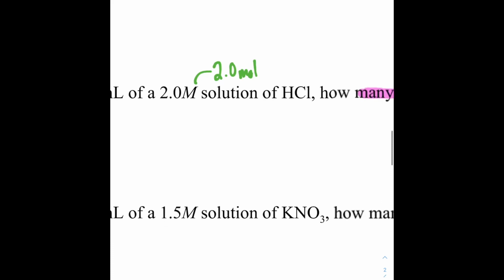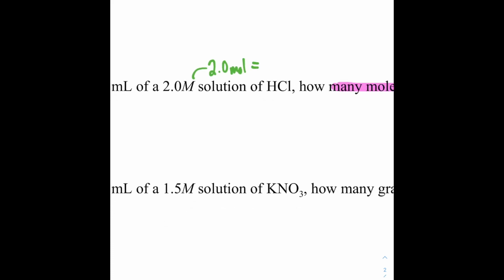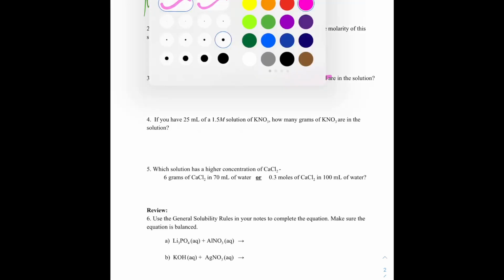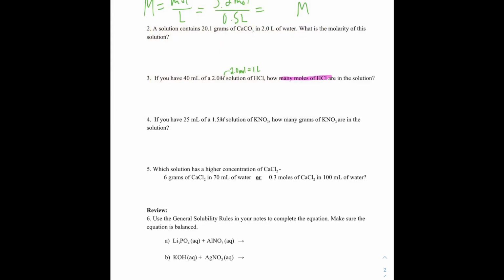use the concentration as a conversion factor. 2.0 molarity is the same thing as saying 2.0 moles of this solute are dissolved per liter of solution. We don't have 1 liter of solution, but we know that if we did have a liter of solution, 2.0 moles would be the amount of moles that's dissolved in that liter. This is our conversion factor, so we're not going to start with this. Let's start with our milliliters.